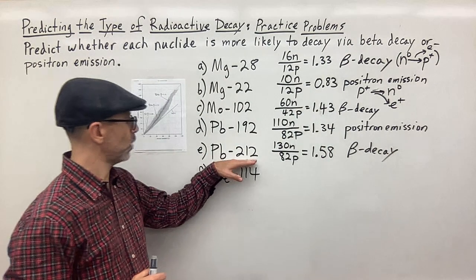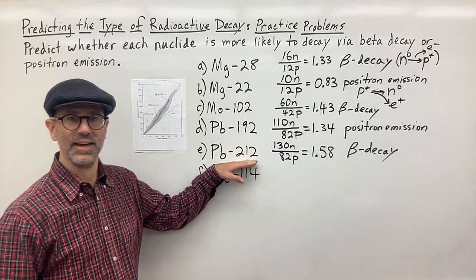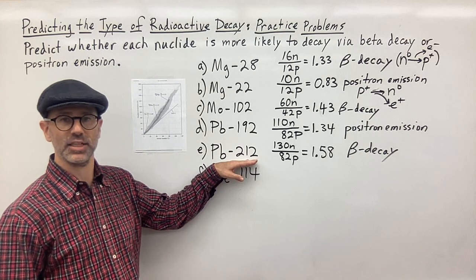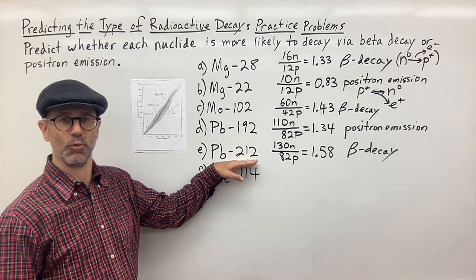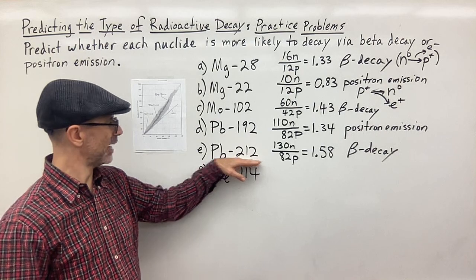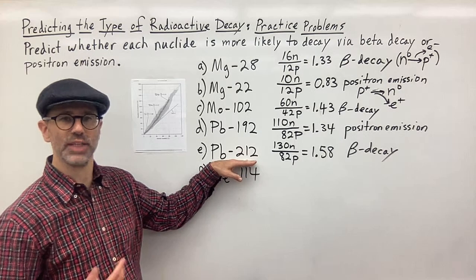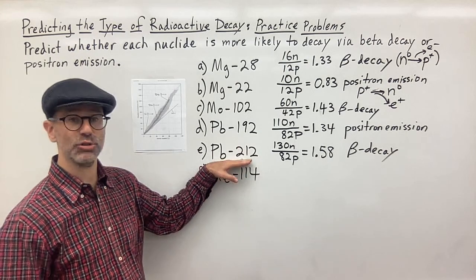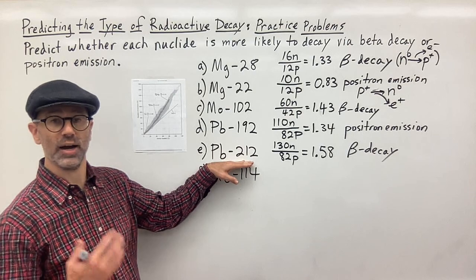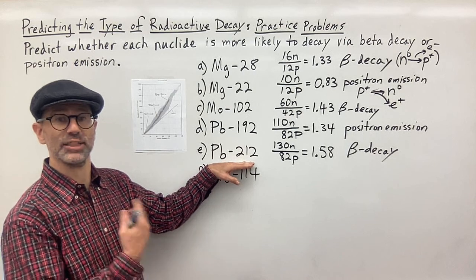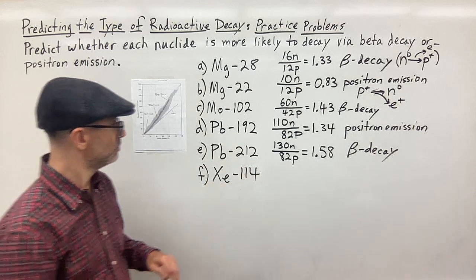And again, 212 is higher than the average atomic mass that you find on the periodic table for lead, the weighted average. Again, I think the weighted average was 207. So this is bigger than 207. So we want this isotope to get smaller, right?